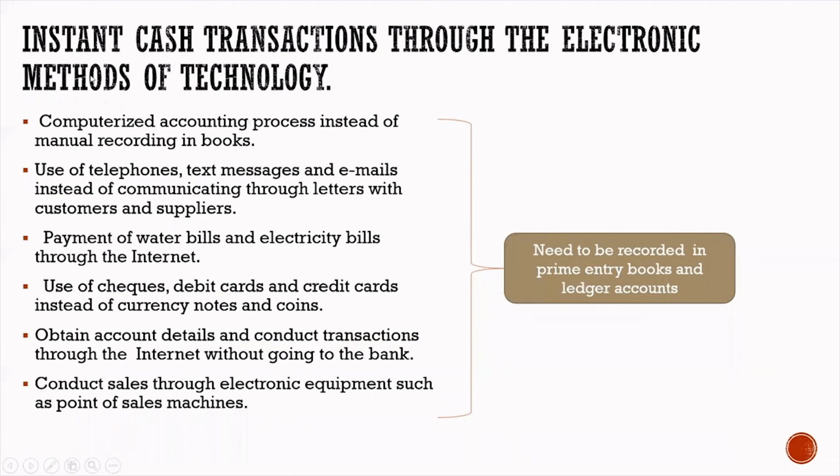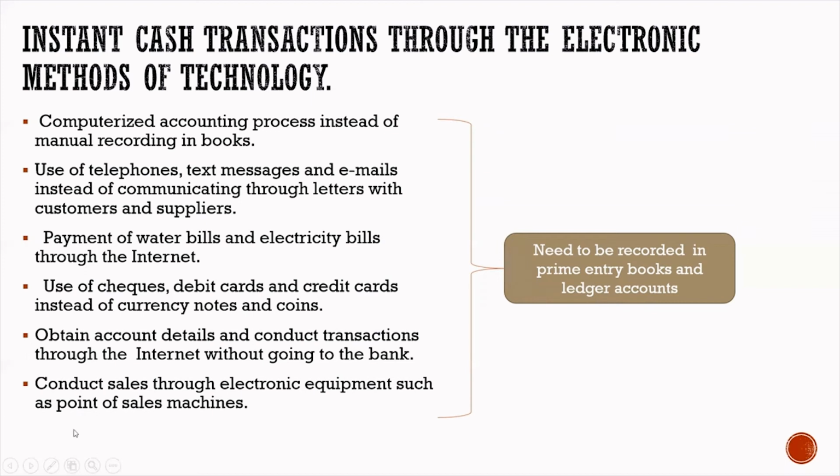Now we are discussing how technology has influenced the accounting aspect. With the use of electronic technology and new inventions, the accounting side has improved as well. For example, there are instant cash transactions happening. We have computerized accounting processes which help us keep records rather than using manual entries or manual bookkeeping. We use telephones, text messages and emails for communicating with our suppliers, and we use the internet or mobile applications to pay different bills.